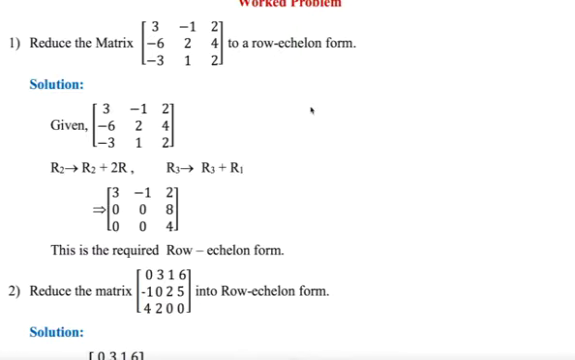To make it into row echelon form, there are a series of operations. First you have to proceed with R3, that means row 3. R3 plus R1, if you add these two, this element becomes 0. That is the main idea. This is 0, this is 0, this will be 2 plus 2, 4. What about this element? R2 is R2 plus 2 R1, not R1, printing mistake. So minus 6 plus 6 is 0, 2 minus 2 is 0, 4 plus 4 is 8. So this is the required row echelon form.